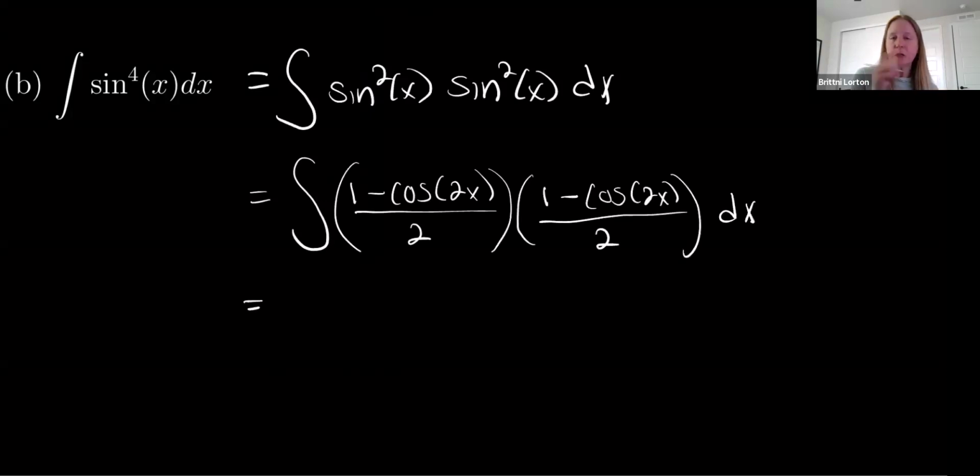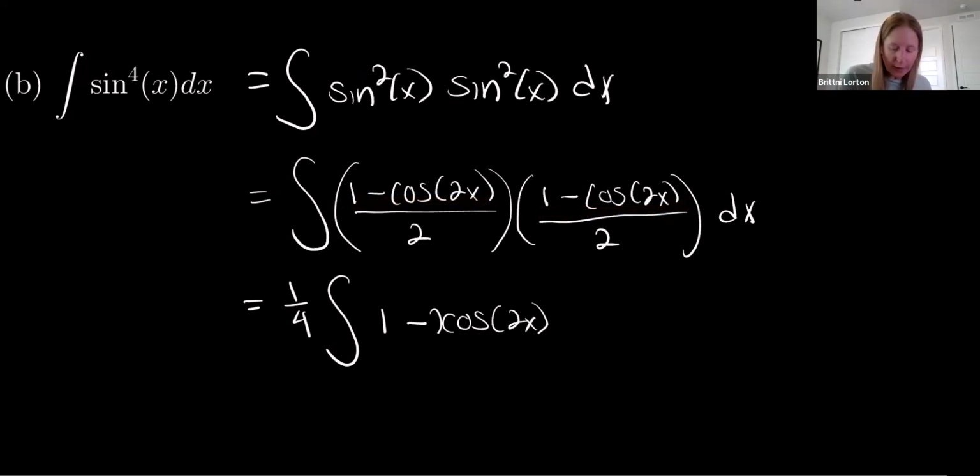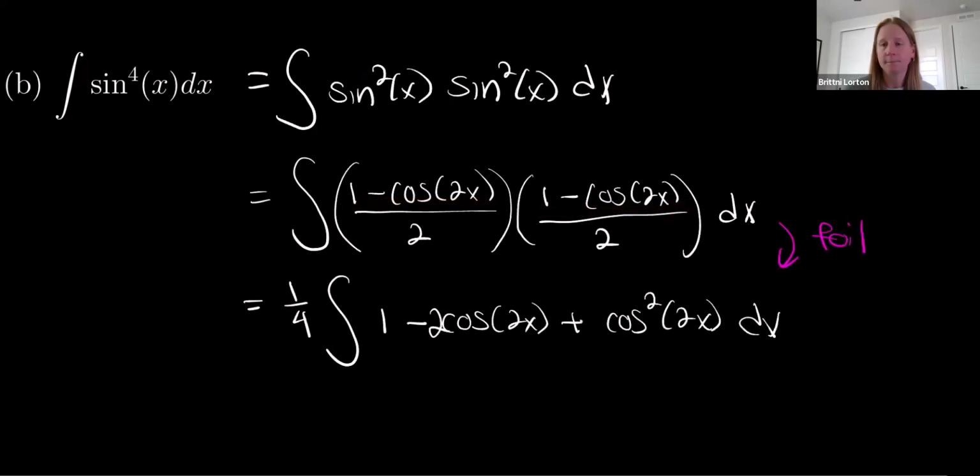And now I'm going to do this. That 2 times 2 on the bottom is a 4. So I'll take the 1/4 outside the integral. I now have (1 minus cosine of 2x) times (1 minus cosine of 2x), which you would FOIL to simplify. So it really does come down to simplifying. So 1 minus cosine of 2x minus cosine of 2x plus cosine squared of 2x dx. Maybe make a note to yourself that that was through FOIL.